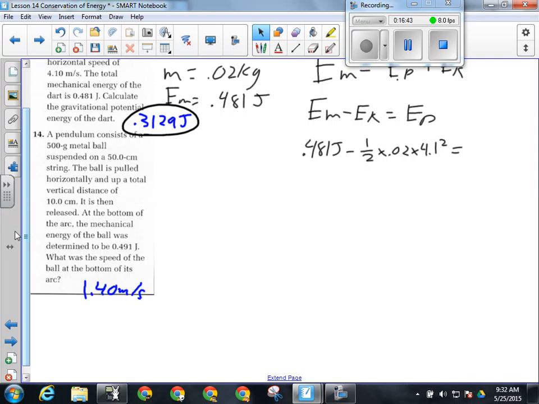So it's got a 500-gram ball suspended on a 50-centimeter string. They're really just messing with you a lot here with the units. We need our units to be in kilograms and our distance or height units to be in meters. The ball is pulled horizontally up a total vertical distance of 10 centimeters, 0.1 meters. At the bottom of the arc, the mechanical energy of the ball was determined to be 0.491 joules. What was the speed of the ball at the bottom of its arc?